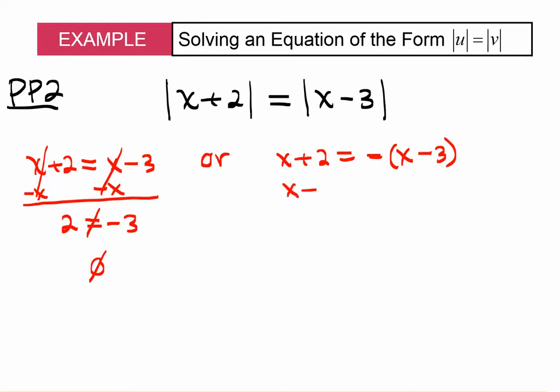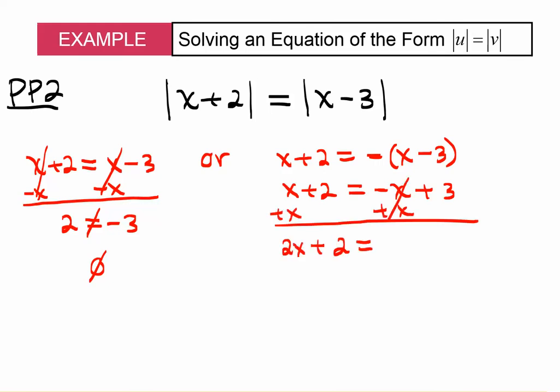If there's a solution here, distributing the negative gives you negative x plus 3. Then adding the x to both sides gives you 2x plus 2 is equal to 3. Subtracting the 2 then gives you a 1, then dividing by 2, we get 1/2. So the left hand side didn't produce a solution at all, but the right hand side did, and the answer is 1/2.